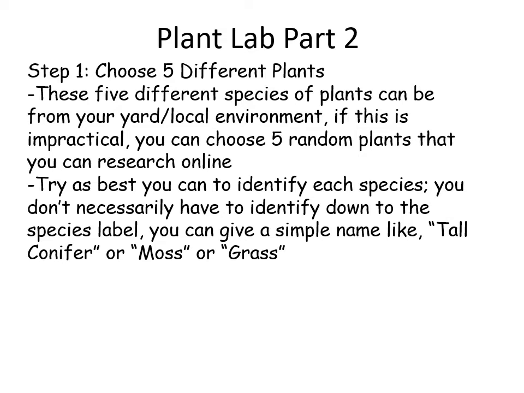If you want to send me pictures, I can try and help you identify things. You don't necessarily have to identify it down to the species label. You could give it kind of a simple name like a tall conifer tree or a moss or a grass. That's fine for our purposes here. So just some signifier name, choose 5 different species of plants that you can examine. That's the first step.